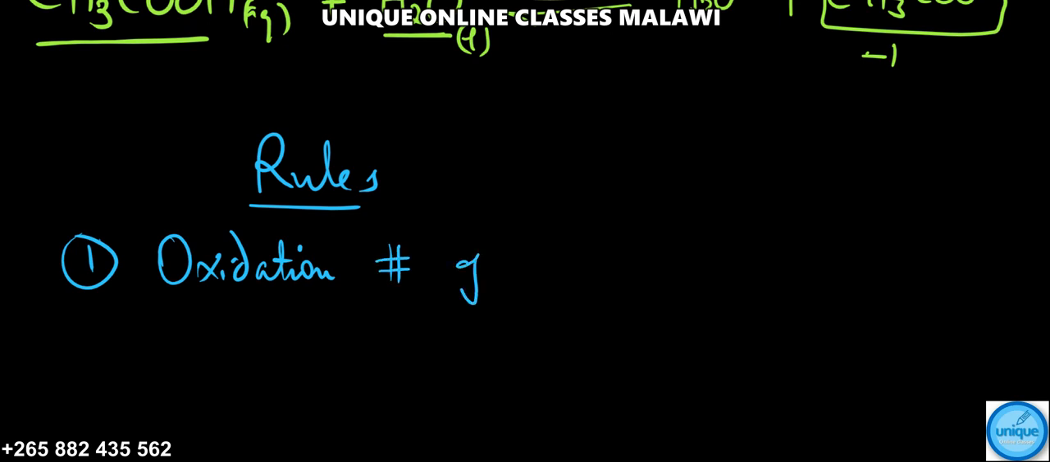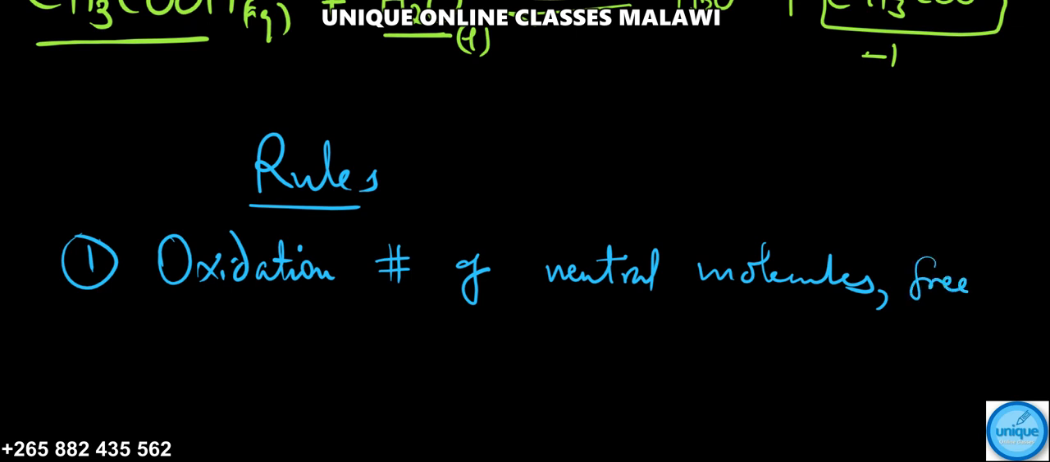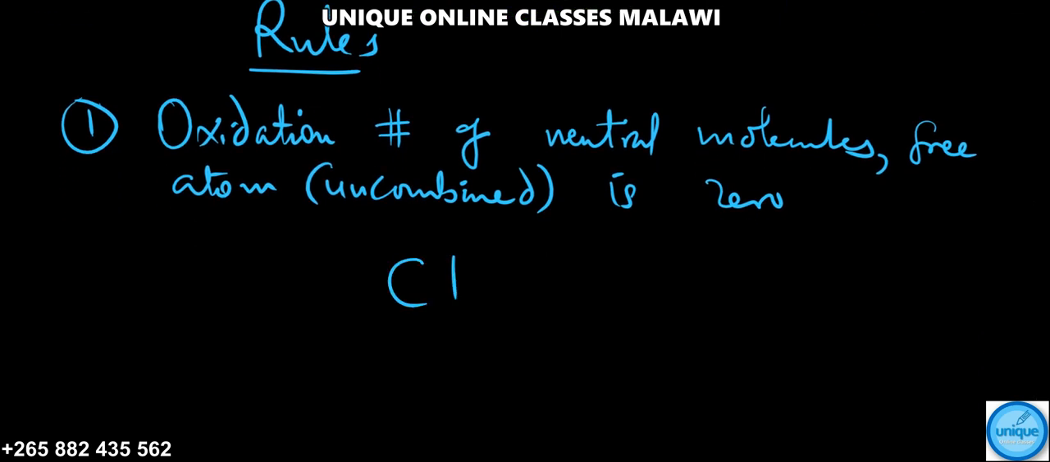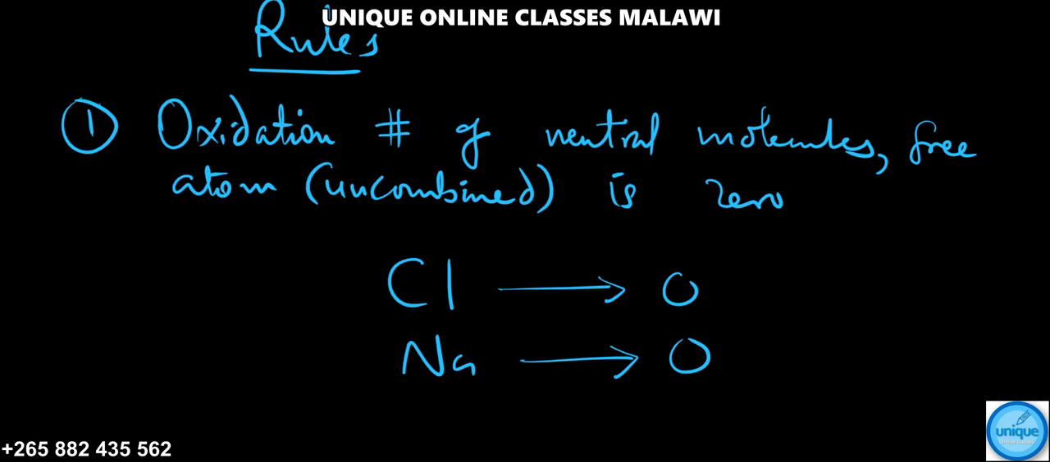Oxidation number of neutral molecules, free atoms, anything uncombined is 0. If you write chlorine like this, it is uncombined, so the oxidation number is 0. If you write sodium like this, uncombined, the oxidation number is 0. That's what I mean here.